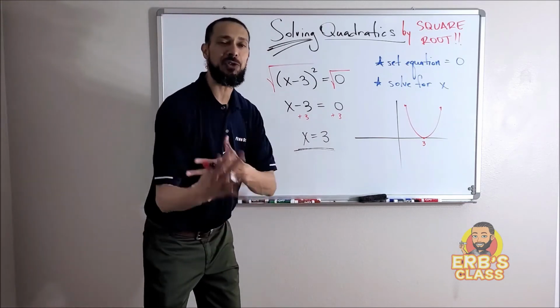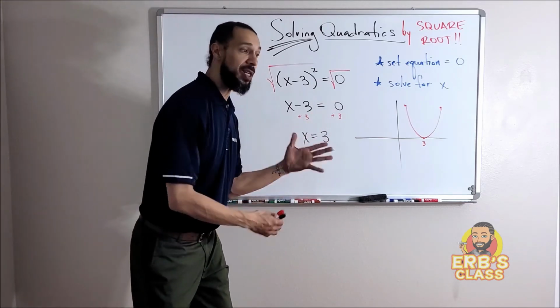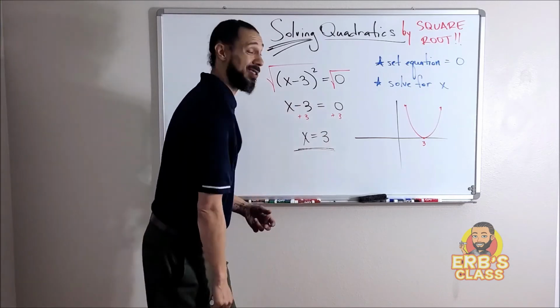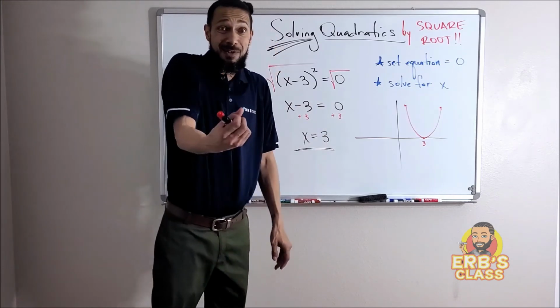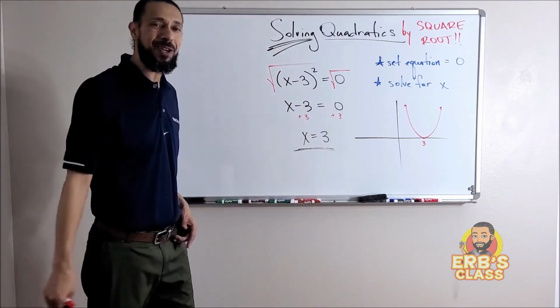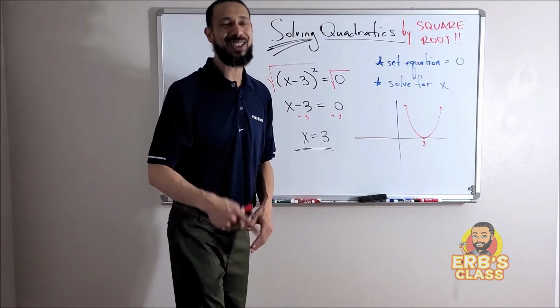So, moral of the story is, depending on the equation, it could cross it twice, it could cross it once, it could cross it 0 times. All depends on the equation. Let's try one more.